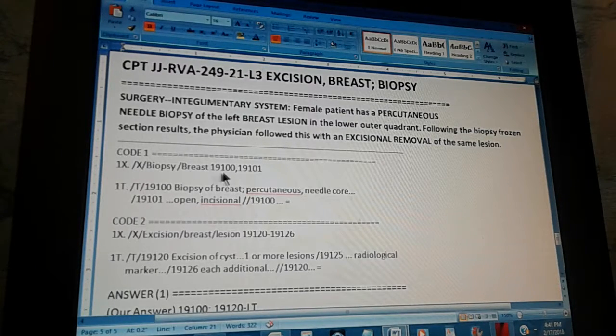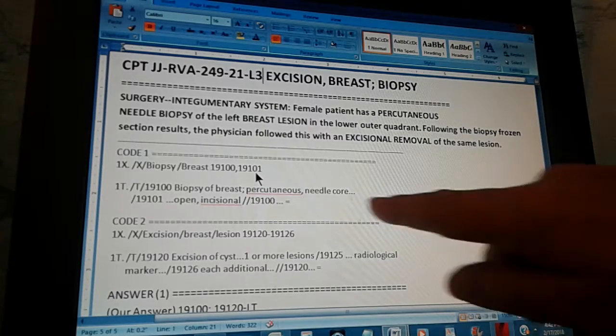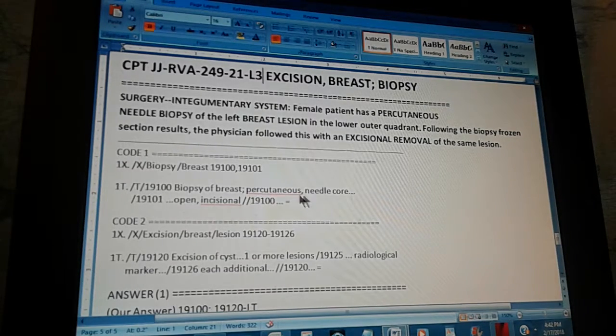Right. 2 codes. And then if you look at the 2 codes, the code number 1 is percutaneous, which is what we have. And the code number 2 is open. We don't have open. So that's why we chose the first one, 19-100, right? And that's our code. The equal sign means that's our code. Now, that covers the biopsy.